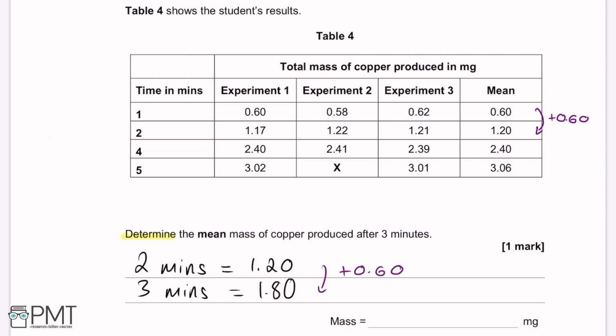Let's see if that works for 4 minutes then. So let's do the same. Let's add the 0.6. And that does give us 2.4. Okay, so 1.8 would be a perfectly reasonable answer. It did say in the mark scheme to allow a range between 1.7 and 1.9 for the 1 mark.